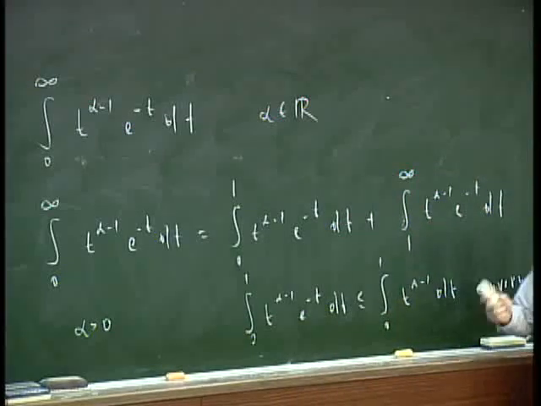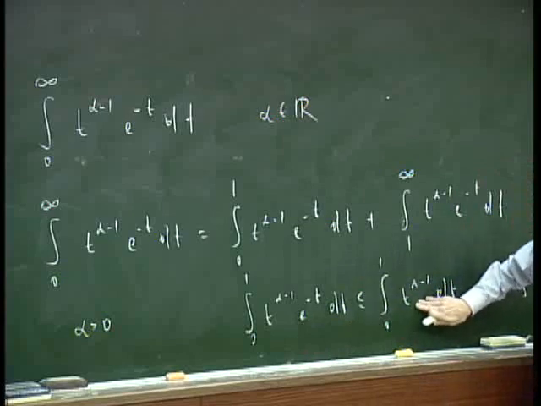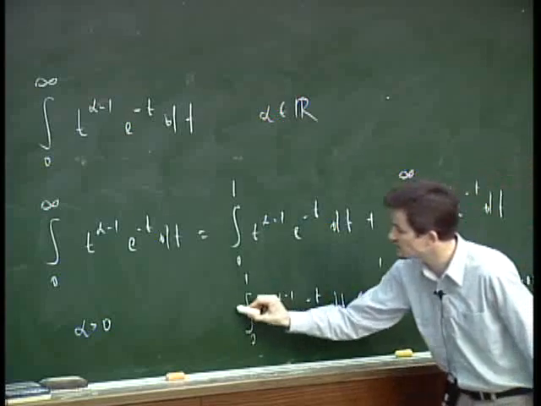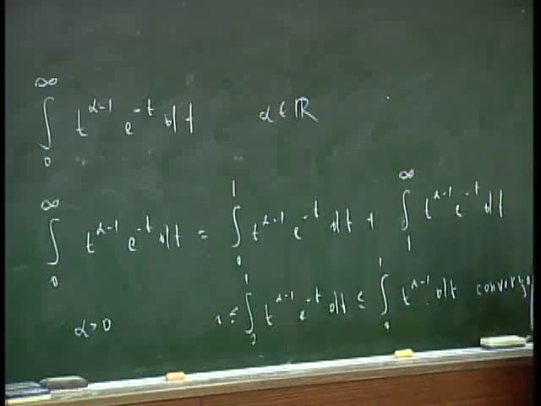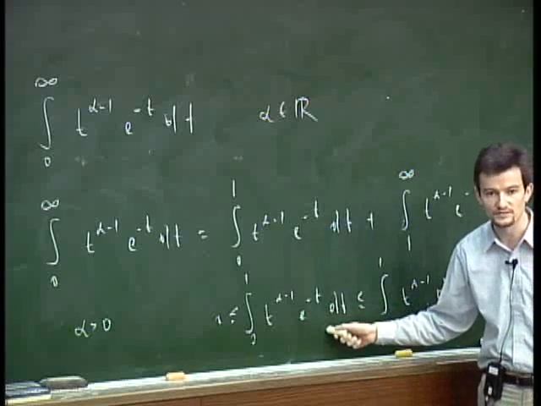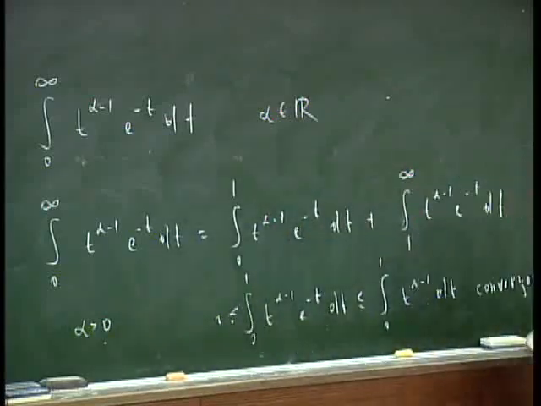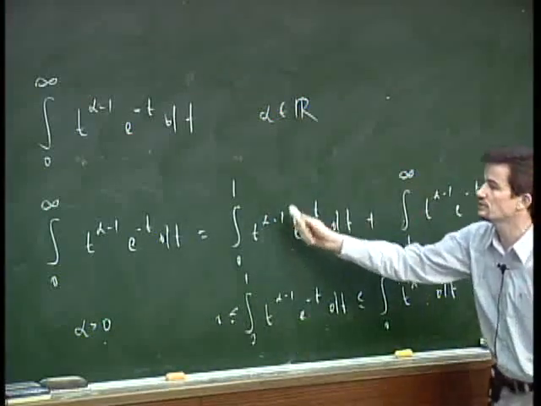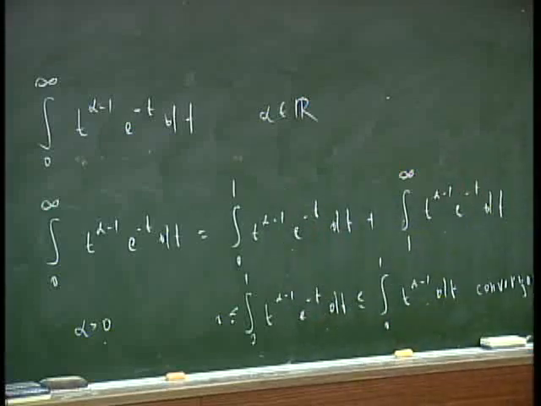Or in other words, this function is smaller or equal than this function, and the integral over this function is convergent. Everything is larger or equal than 0. This means, because of the comparison test for type 2 integrals, this integral is convergent if alpha is larger than 0. So we know this part is convergent. Now we still have to handle this part here.